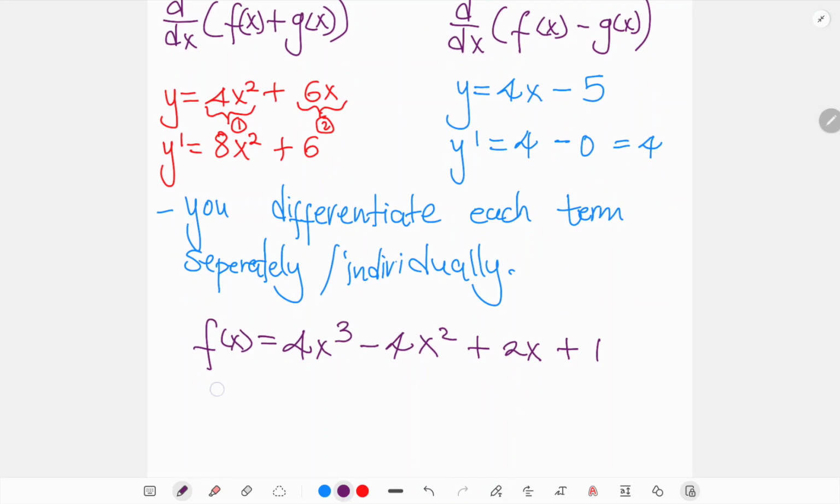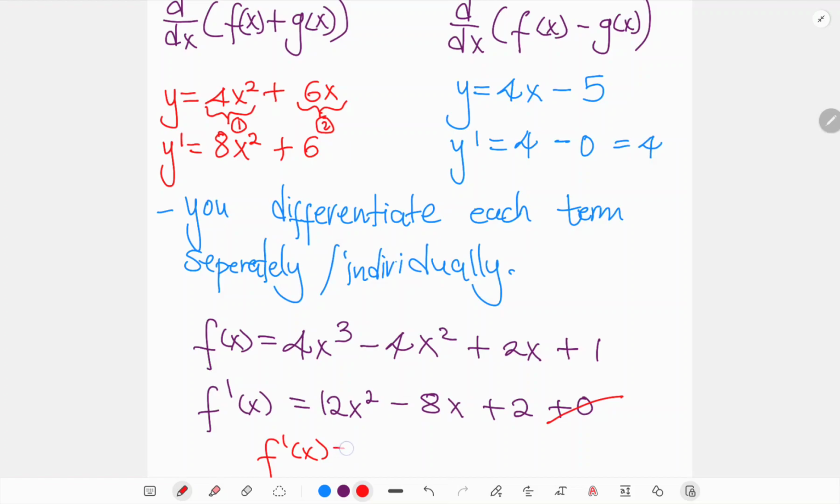So what is f prime of this? In this case, f prime becomes 12x squared minus 8x plus 2 plus 0. You know that this term does not matter at all, so you can just leave it out. So maybe our final answer in red will become f prime of x equals 12x squared minus 8x plus 2. So that will be our final answer.